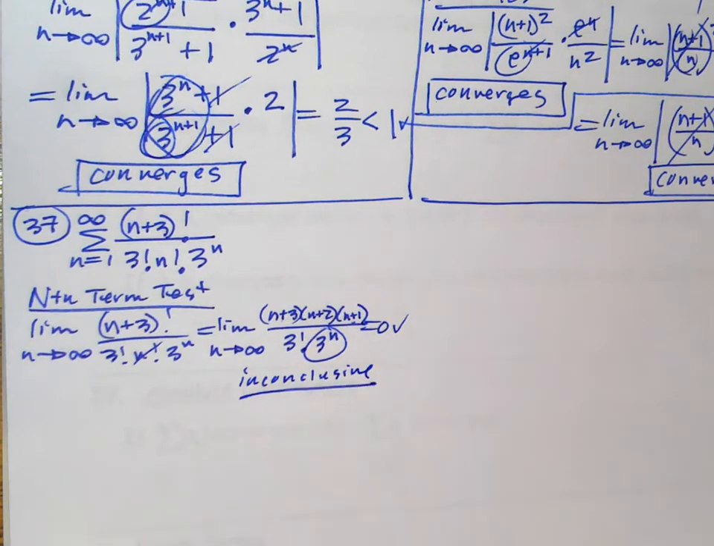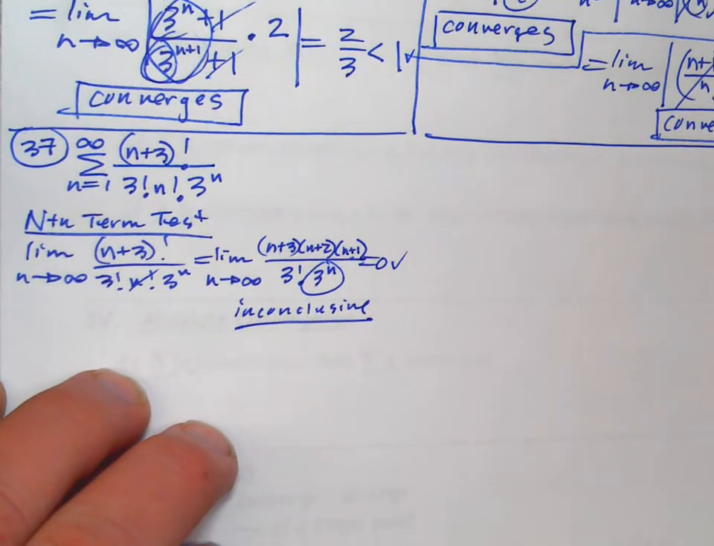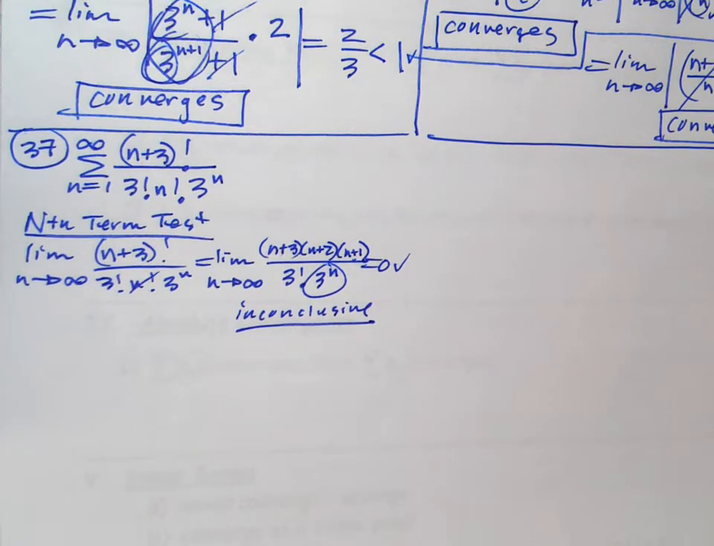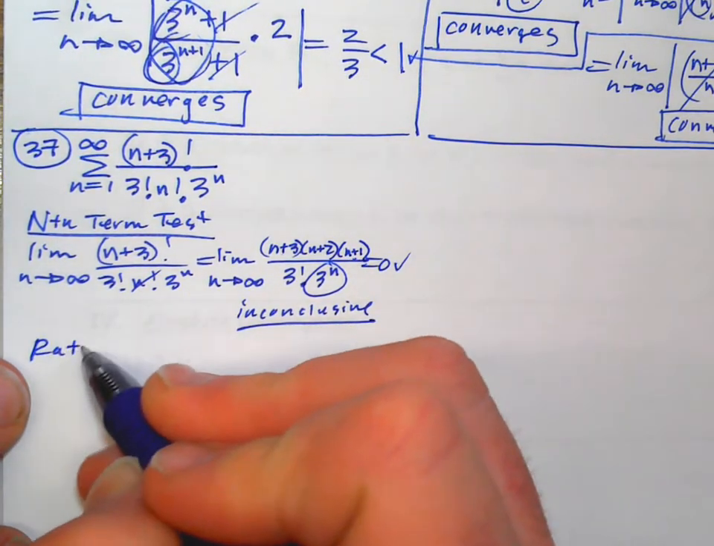And so it's inconclusive. So I guess we could have, I don't know. I think that was the best idea. Simplify a little bit. Okay, ratio test.